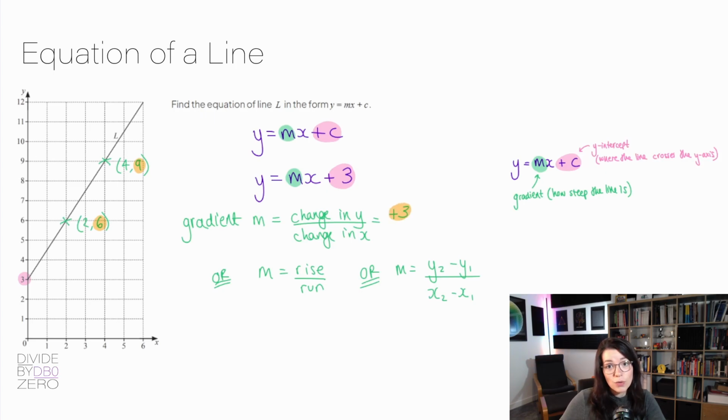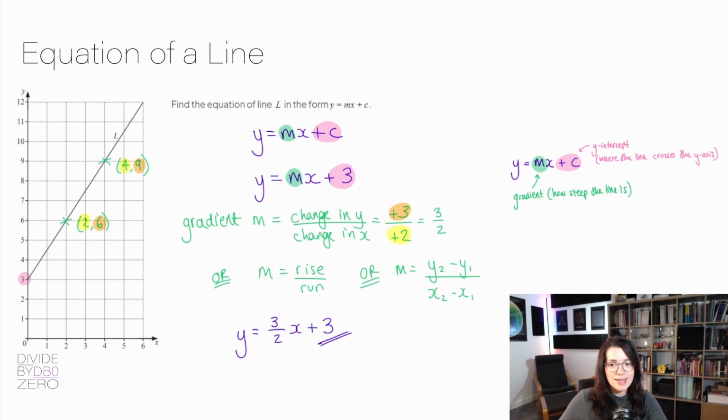Then you take a look at your x coordinates. So it's going from 2 up to 4. So in terms of a change, that's a plus 2. Overall, plus 3 over plus 2, another way of writing that is just 3 over 2, and that's our gradient. So at this point, you can go ahead and write down the full equation of the line for the answer, and it's going to be y equals 3 over 2x plus 3.